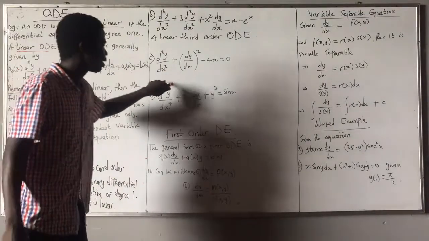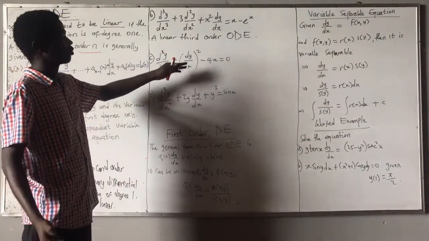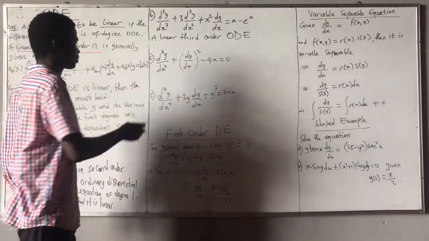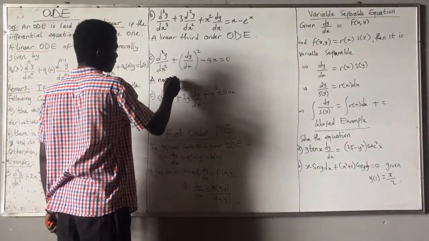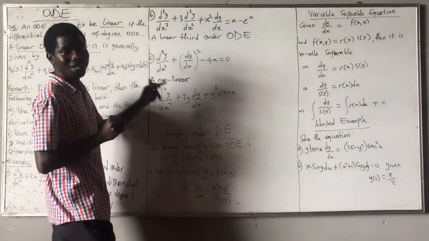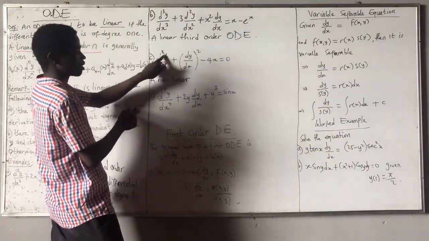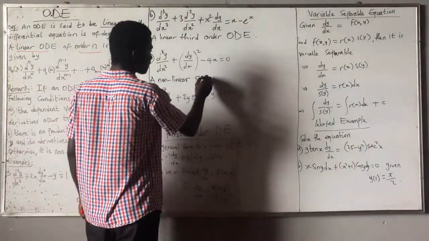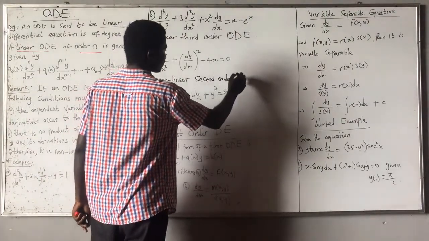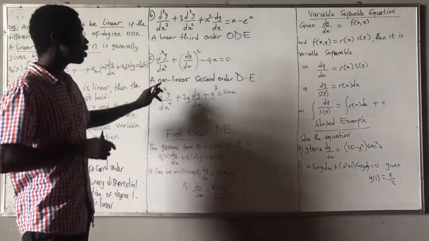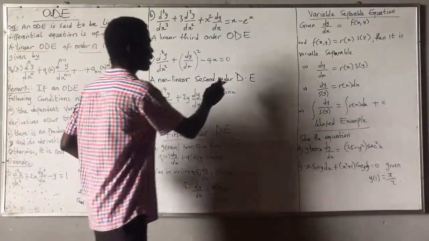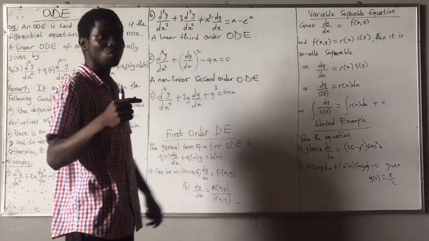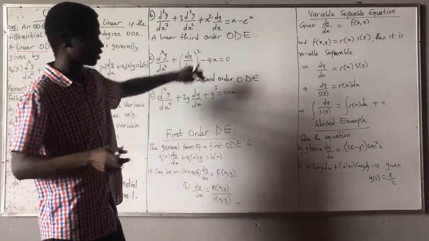Right? Look at this one now. It's having square. The degree is 2, because it's having square, so it is not linear. A non-linear second order. This is second order, the highest number of times they differentiated. A non-linear second order differential equation, a non-linear second order ODE or ordinary differential equation, of degree 2.